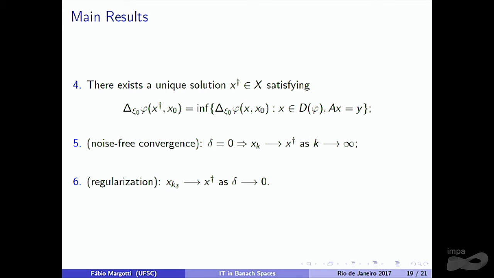Further, using this hypothesis, we can prove that among all the solutions of the inverse problem, there is one which is the closest to x0. This is called the minimum norm solution. Minimum norm in the sense of the Bregman distance: it is the closest to x0 using the Bregman distance. Okay? And in the noise-free case, if delta is 0, we can prove that the sequence generated by this method will converge to this x dagger, this minimum norm solution, as k goes to infinity. And if you have noisy data, then as delta goes to 0, your method will return vectors which are closer and closer to x dagger. So this is the regularization property. You can prove that using the hypotheses I just showed you.